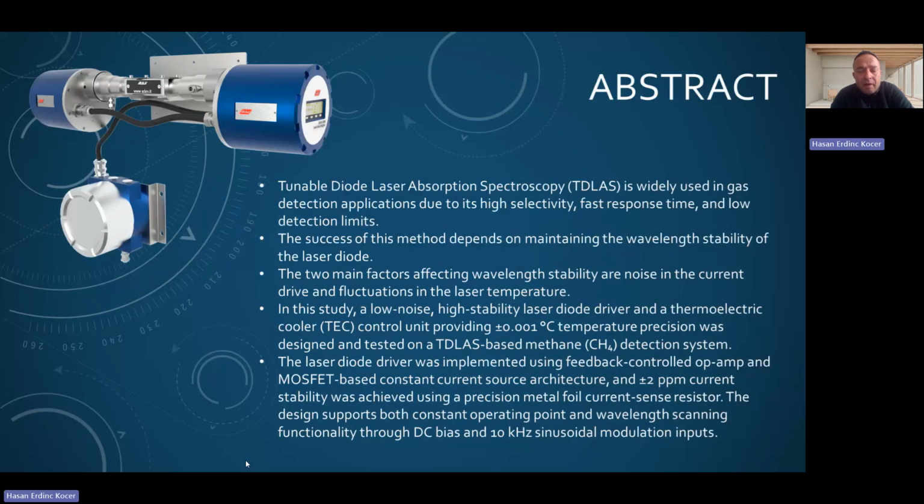The laser diode driver was implemented using a feedback controlled operational amplifier and MOSFET-based constant current source architecture. Plus and minus 2 ppm current stability was achieved using a precision metal foil current sense resistor. The design supports both constant operating point and wavelength scanning functionality through DC bias and 10 kHz sinusoidal modulation input.